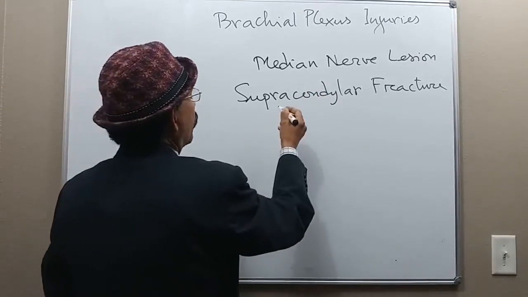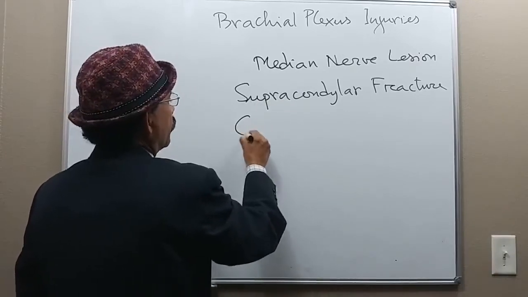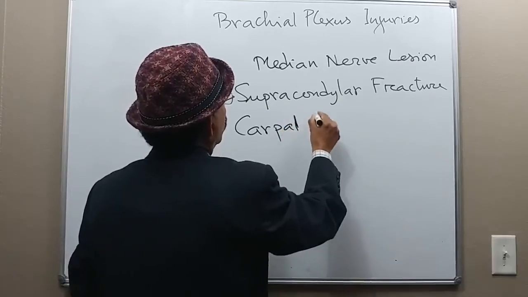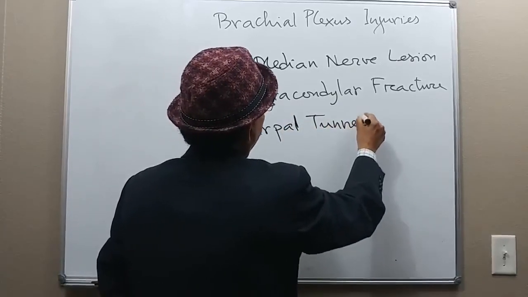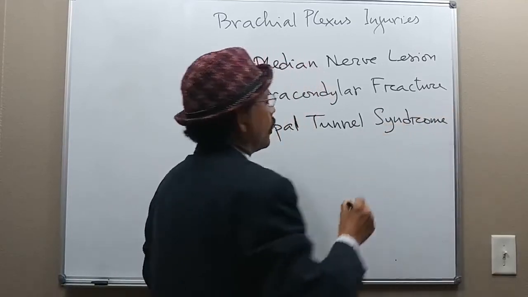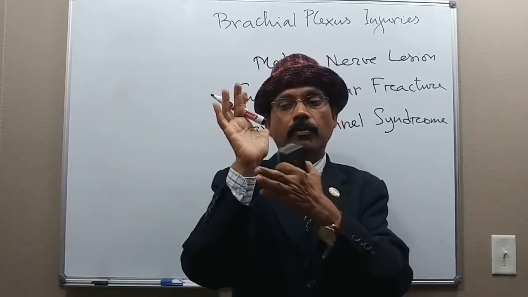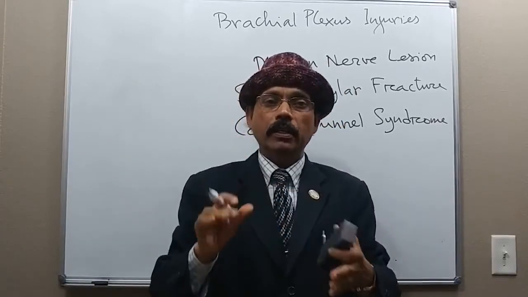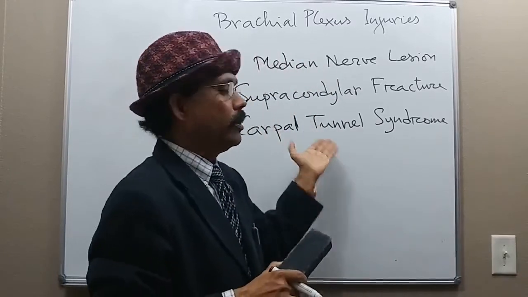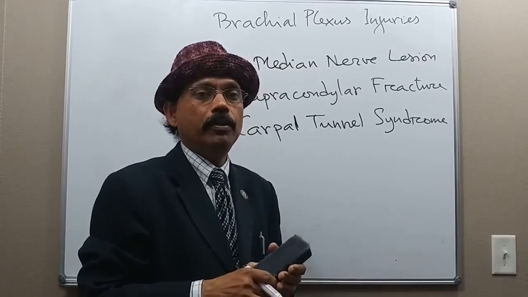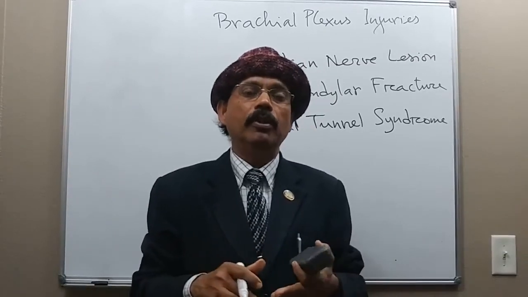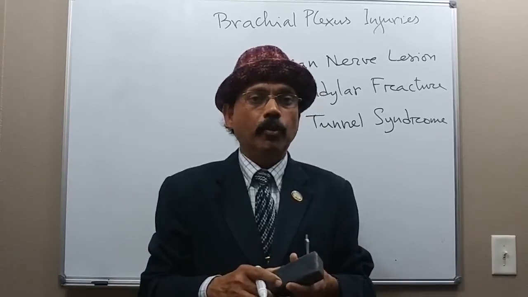Median nerve may also be compressed in case of carpal tunnel syndrome. Carpal tunnel is a tunnel formed by the flexor retinaculum and the carpal bones. So in carpal tunnel syndrome, the median nerve is involved. So the muscles innervated by the median nerve will be compromised. Cutaneous innervation also may be compromised.